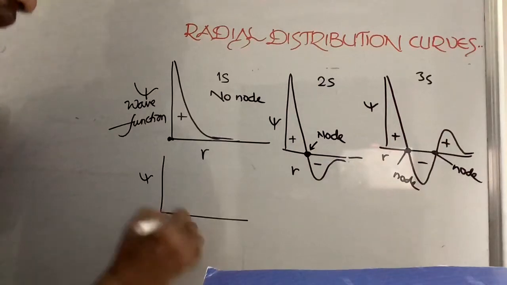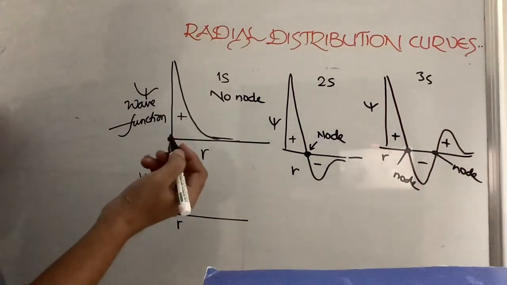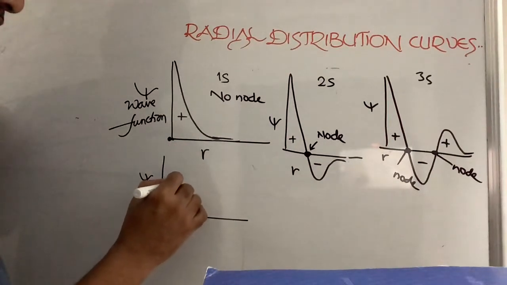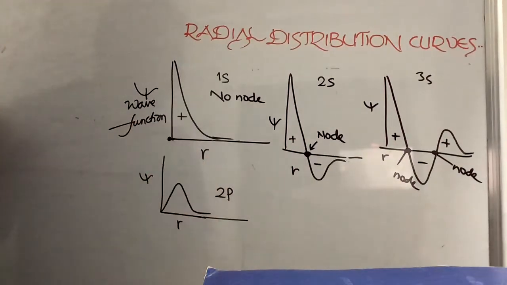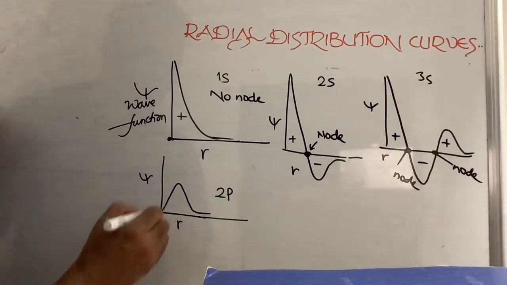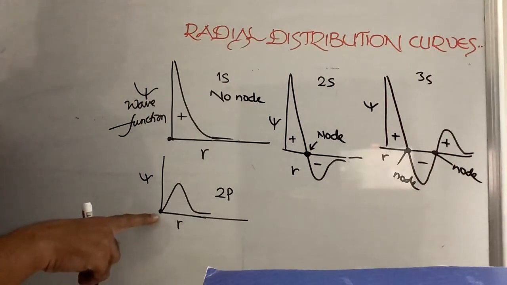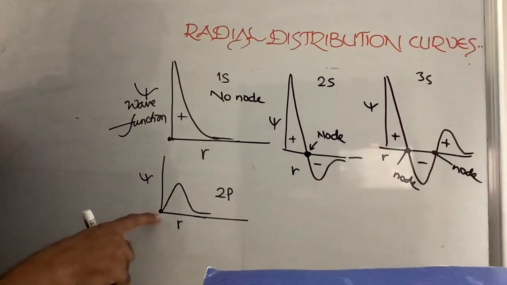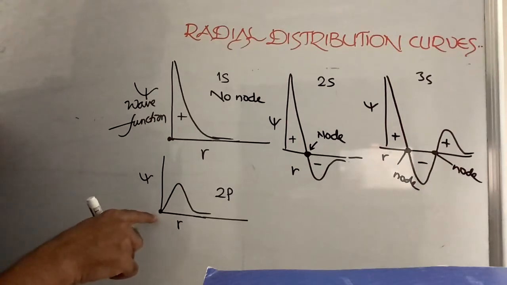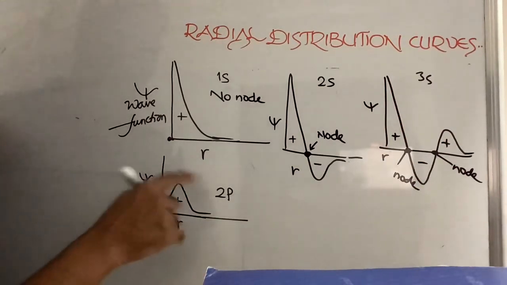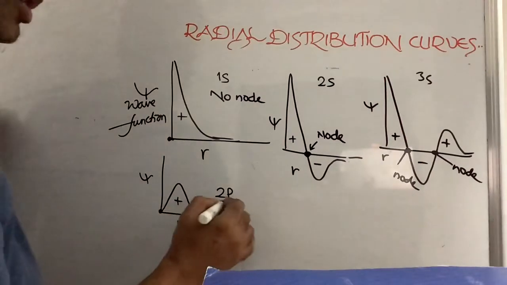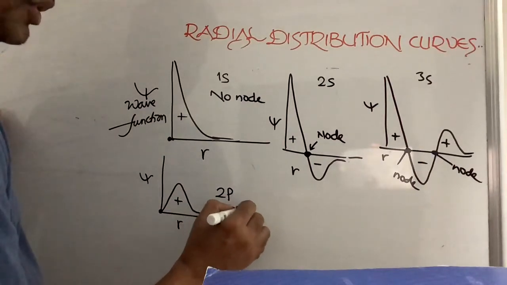Psi versus r. This is for 2p. We have started from the nucleus, you can see. At nucleus, it is going to be the minimum. So, 0 probability at the nucleus. Going in, and this is plus. For 2p orbital, no nodes are here. You can see there is no node.